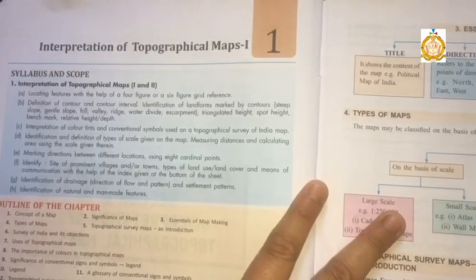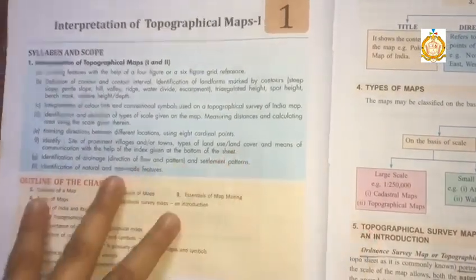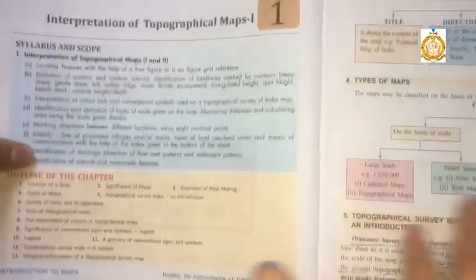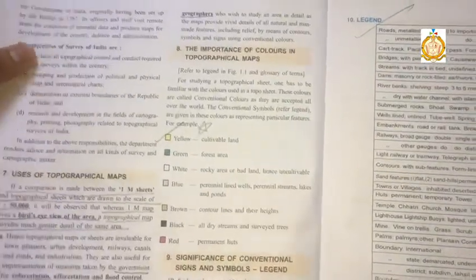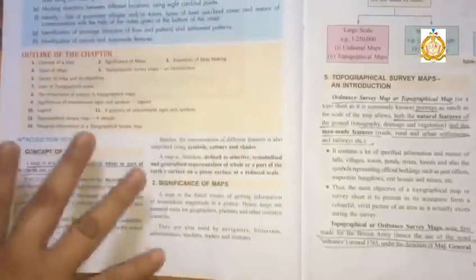This is the basic concept for topographical sheets, and the first chapter is just for the definition of a map. What are the types of maps, what type of scale we are using on it, and the uses of topographical maps, colors, conventional signs and symbols. All these things we will discuss in this chapter in the introductory part of topographical sheets.